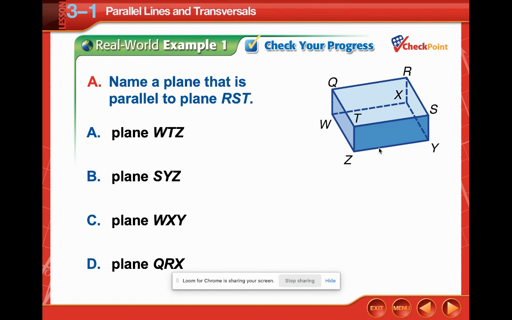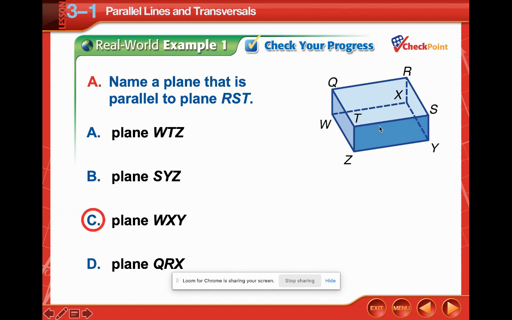Hopefully you were able to solve this. A plane parallel to plane RST. RST is the top, so you would probably name the bottom here, which would be X, Y, Z, and W. So WXY looks like C could be the correct answer, and it is.